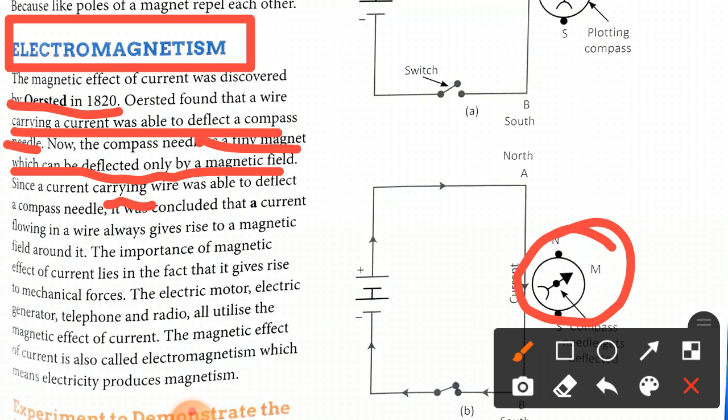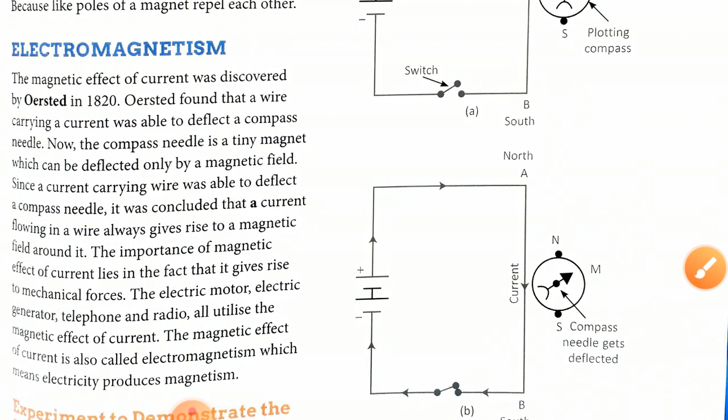Since a current-carrying wire was able to deflect a compass needle, it was concluded that a current flowing in a wire always gives rise to a magnetic field around it. Meaning a current-carrying wire creates a magnetic field. That is the thing written here.